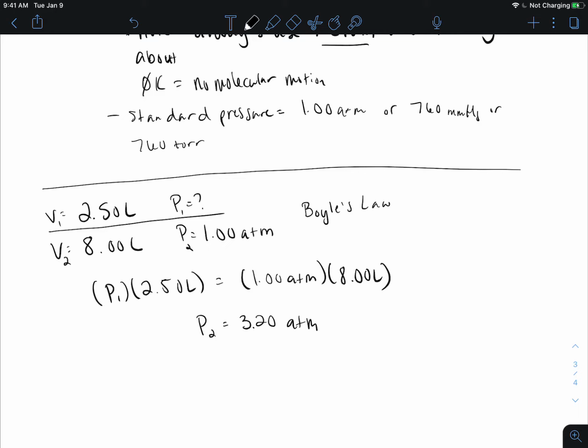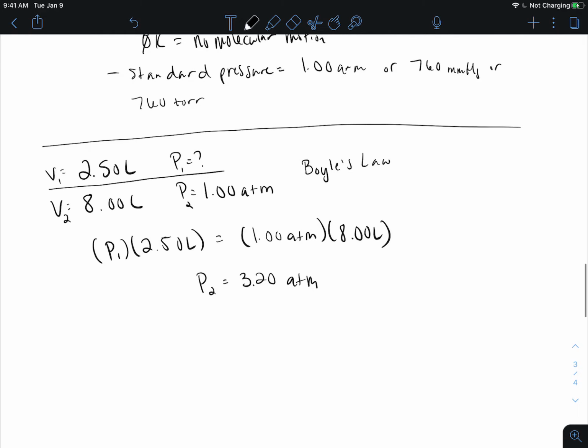In this case, it doesn't matter which volume or pressure you use, because you'll just get the volume and pressure of the other set of conditions. As long as you stay consistent for your volume and stay consistent for your pressure, it doesn't matter what you use. Okay, next question.